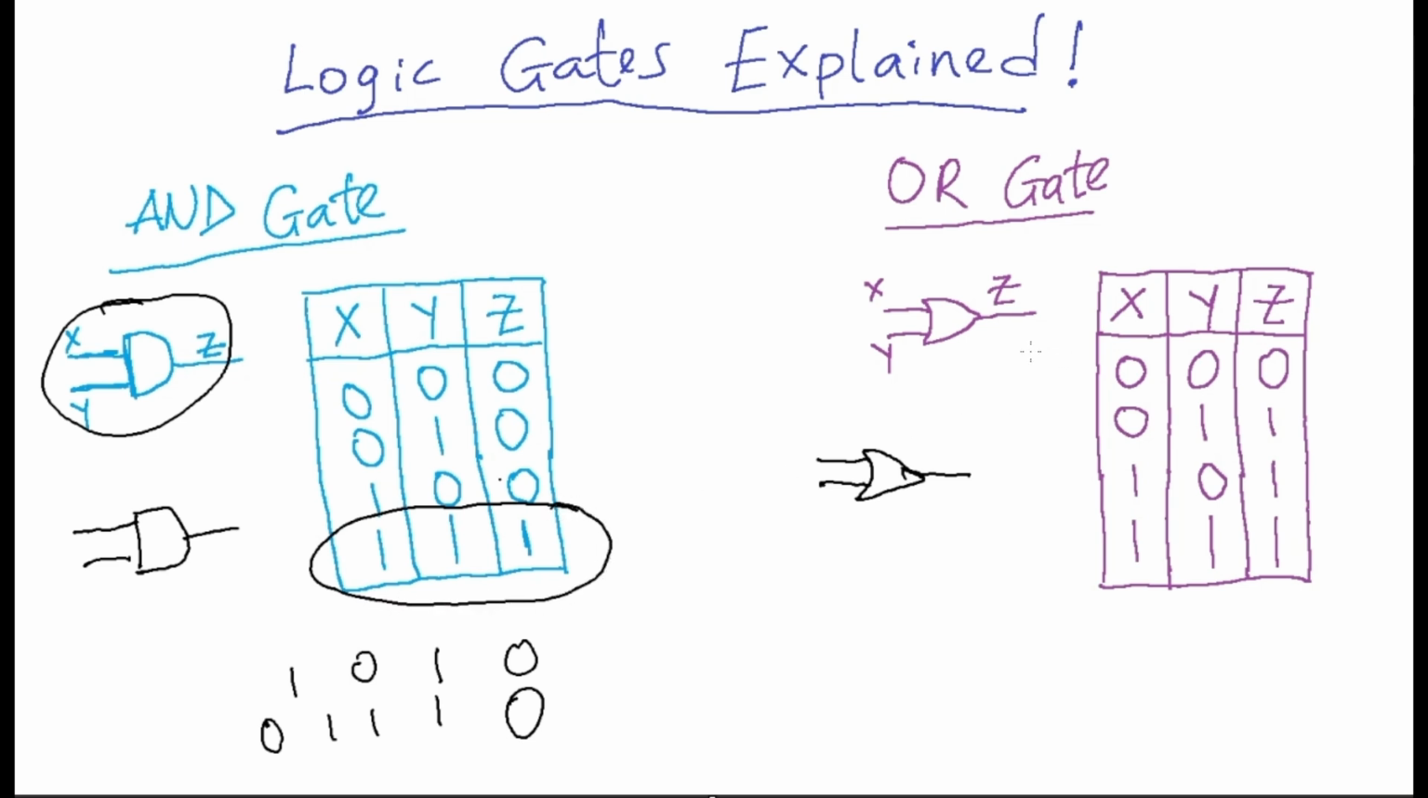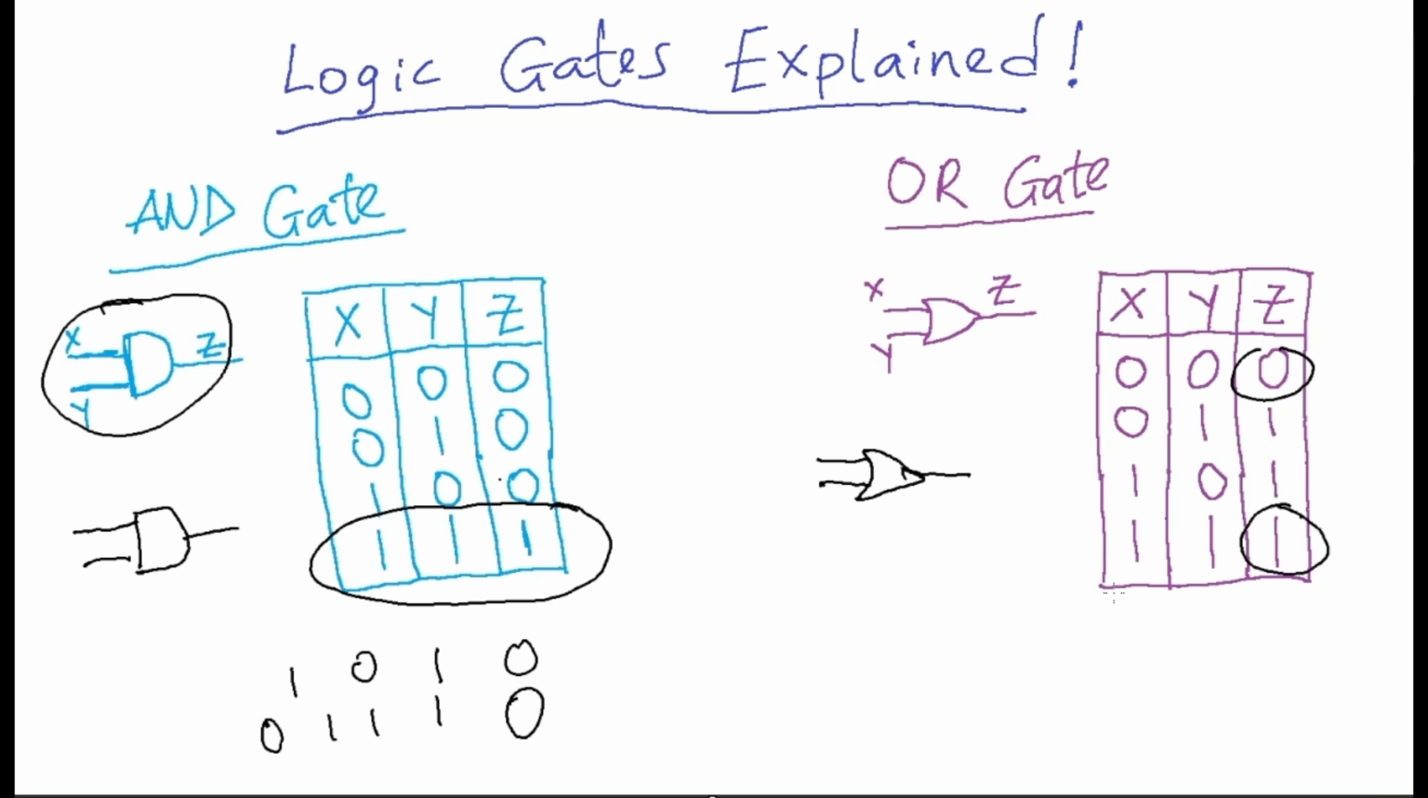Now let's look at the OR gate. So for an OR gate, if any of the inputs has a 1, the output will be a 1. So in the first row here, both inputs are 0. That's why our output was a 0. In the second row and in the third row, one of the inputs is a 1. That's why we have our output being a 1. And in the final row, both inputs are 1. That's why we have this output here to also be a 1.